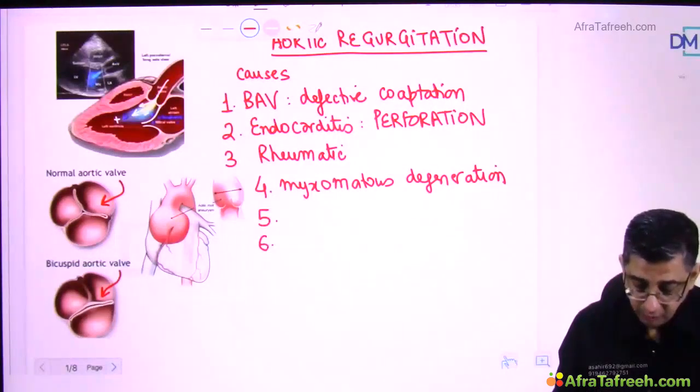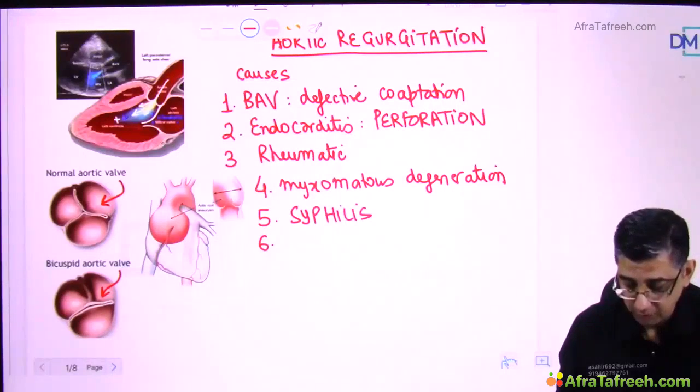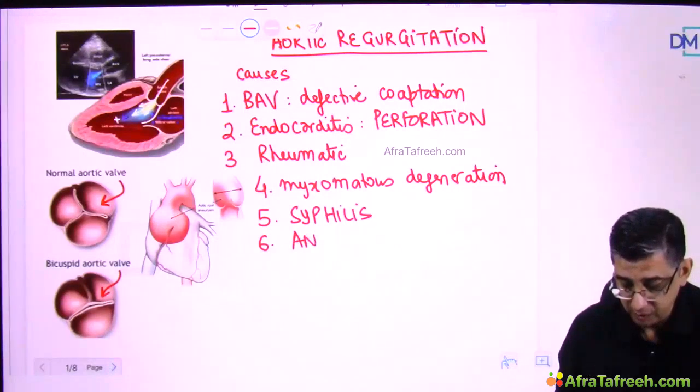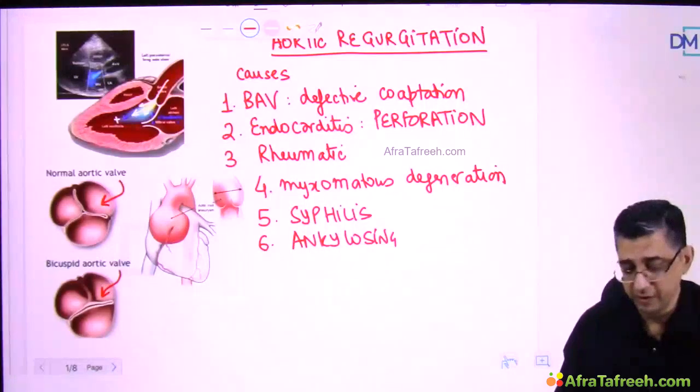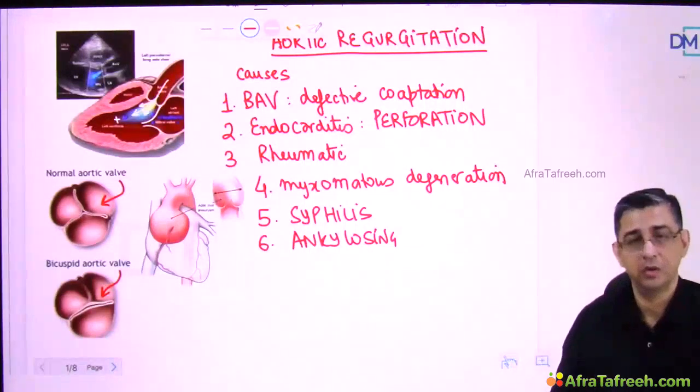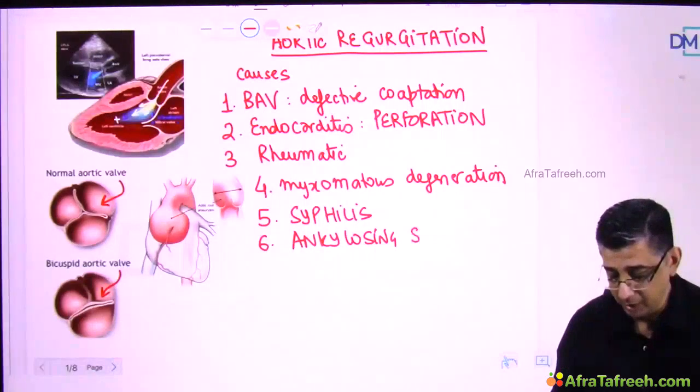5 and 6 are two important impacts from the MCQ perspective which are to be remembered, that is syphilis and ankylosing spondylitis. Both of these are MCQs. Syphilis anyway involves the arch of the aorta, the root of the aorta, so that's easy for you to remember, but I've explained this in the rheumatology section also.